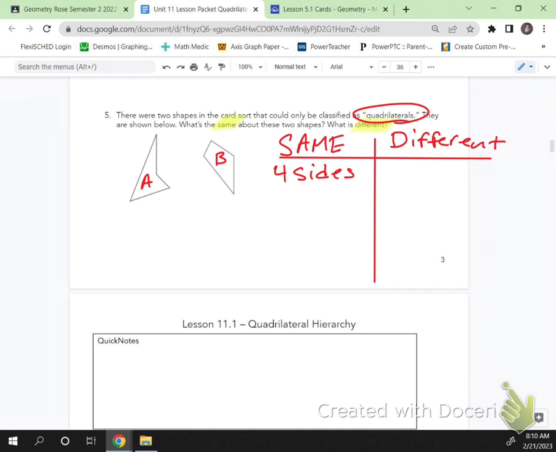Why are they different shapes? Because they're shaped differently. What could you describe about the angles? What's happening here? There's an obtuse angle. It's kind of caving in. So we've got different angles. What else?